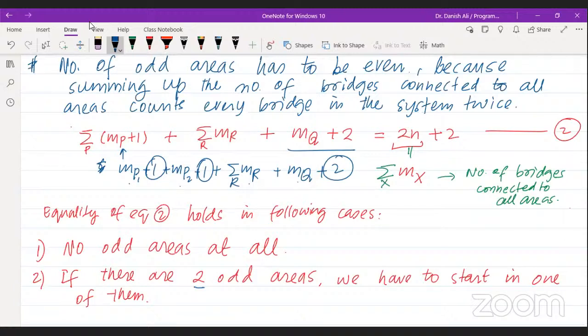Are you getting my point? If we do not start with one of the odd areas, then this mq comes, because this is where we start. This is the number of bridges.